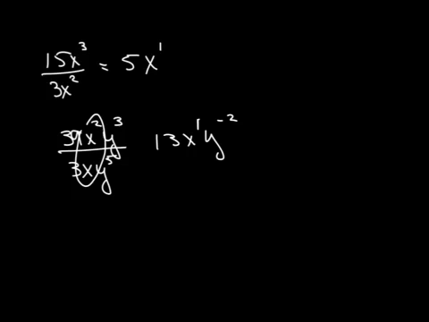And if we do not want a negative exponent, we can put that y down here and make it a positive 2, because that negative just means it's in the wrong place. And so we get 13x over y squared.